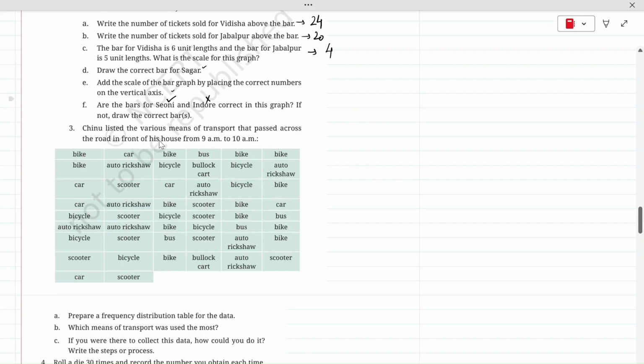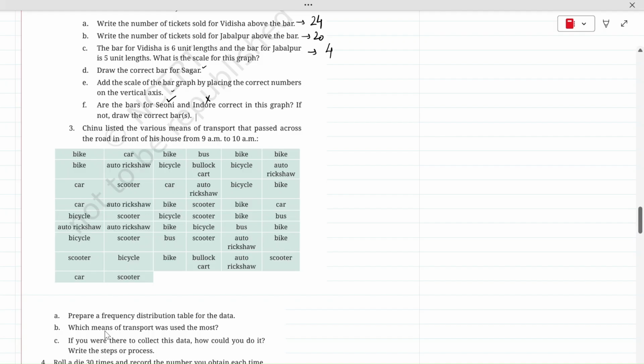It says Chinu listed the various means of transport that pass across a road in front of his house from 9 a.m. to 10 a.m. So what Chinu has done is he has identified the number of transport that passes through the road in front of his house between this time span, 9 and 10 a.m., and it has been mentioned here. Okay, and how he has noted it, he has noted like this: one bike and then one car comes. So he has written like this in the form of a list: bike, car, bike, bus, and so on.